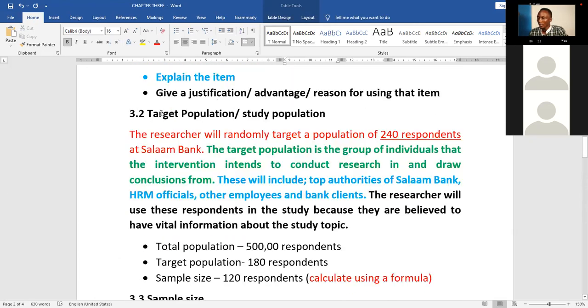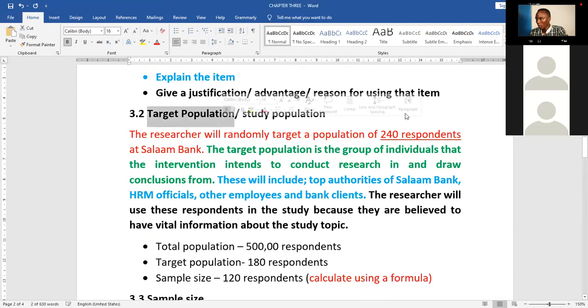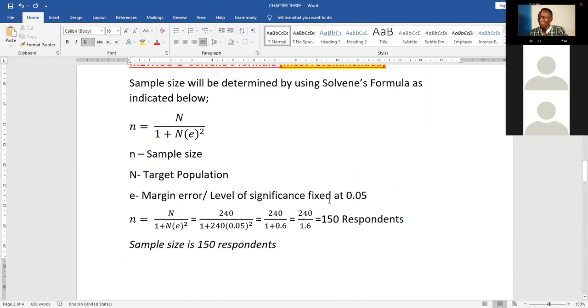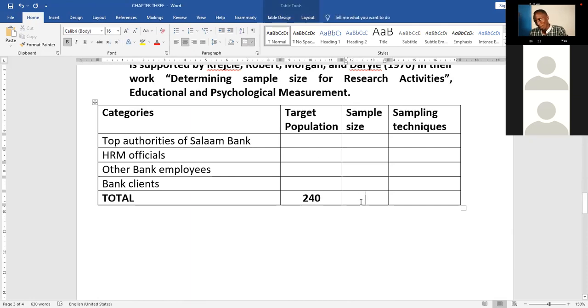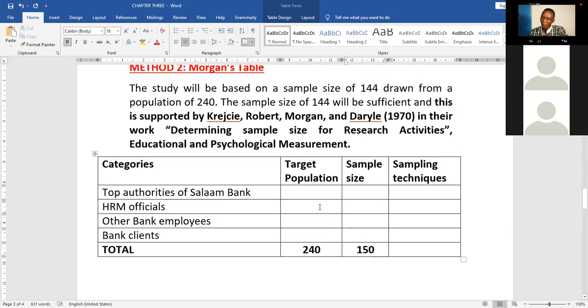Our target population here is how many? It is 240, so that's why I'm putting it here. That's the total, 240. And here our sample size is 150. I'm going to use method 1. So how do you get these numbers that are supposed to be up here? Now you have to distribute them, you have to estimate the numbers here, but you have to be realistic. You don't just give numbers, you have to give appropriate numbers.